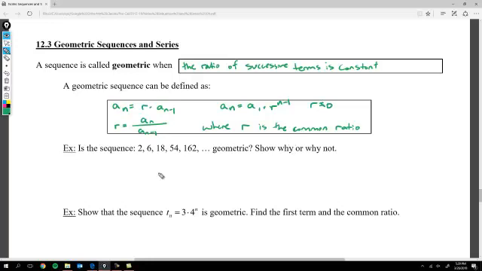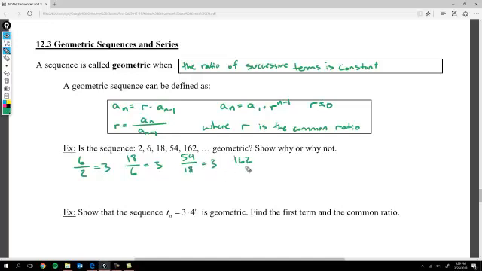All right, so first example, I'm asking, is the sequence 2, 6, 18, 54, 162, and so on, geometric? So let's just see. I should be able to take any number, like 6, and divide it by the number that came right before it. In this case, I get 3. And I should be able to take a number like 18, divide by the number right before it, and get the same thing. I should be able to take 54 divided by 18, and hopefully I get 3, which I do.